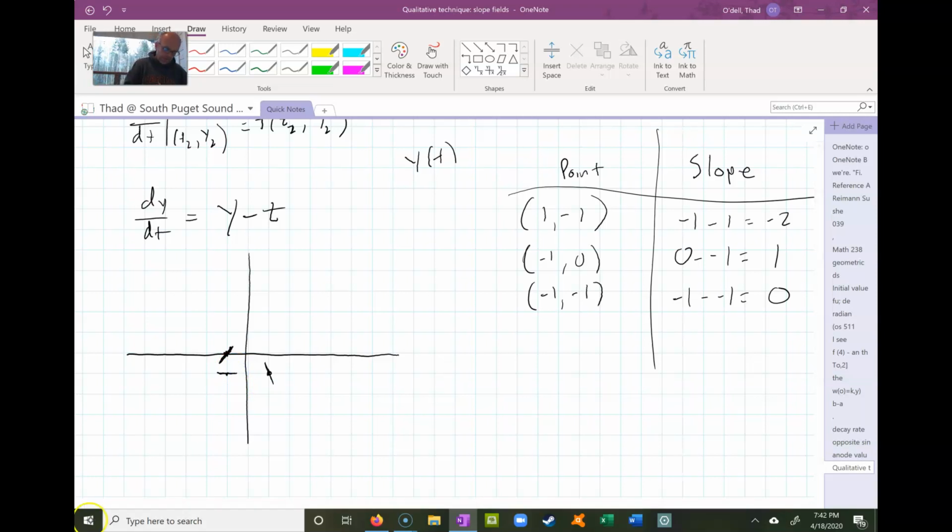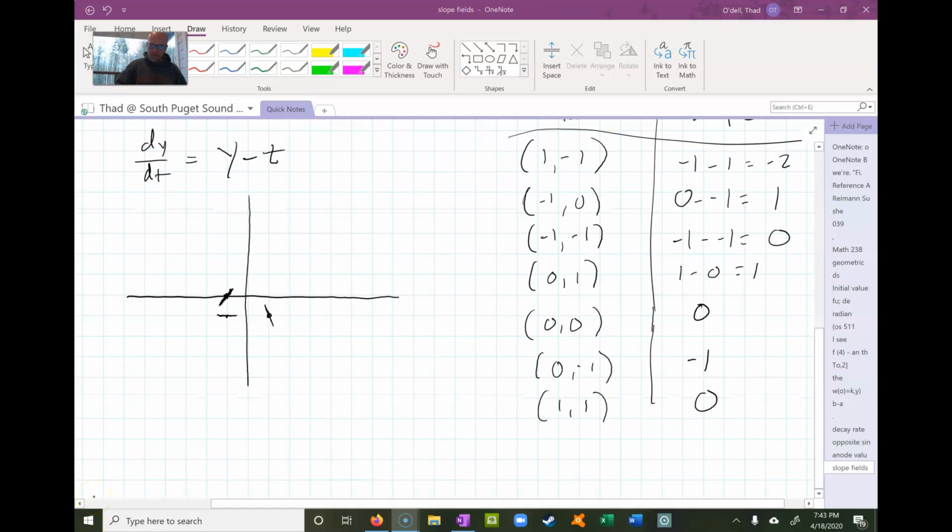Okay, so I paused the camera and filled in some more because I didn't want you to have to sit there while I'm doing all this. But you can do these things. All we're doing is taking the y and t, and plugging it into this expression up here to get the slope.